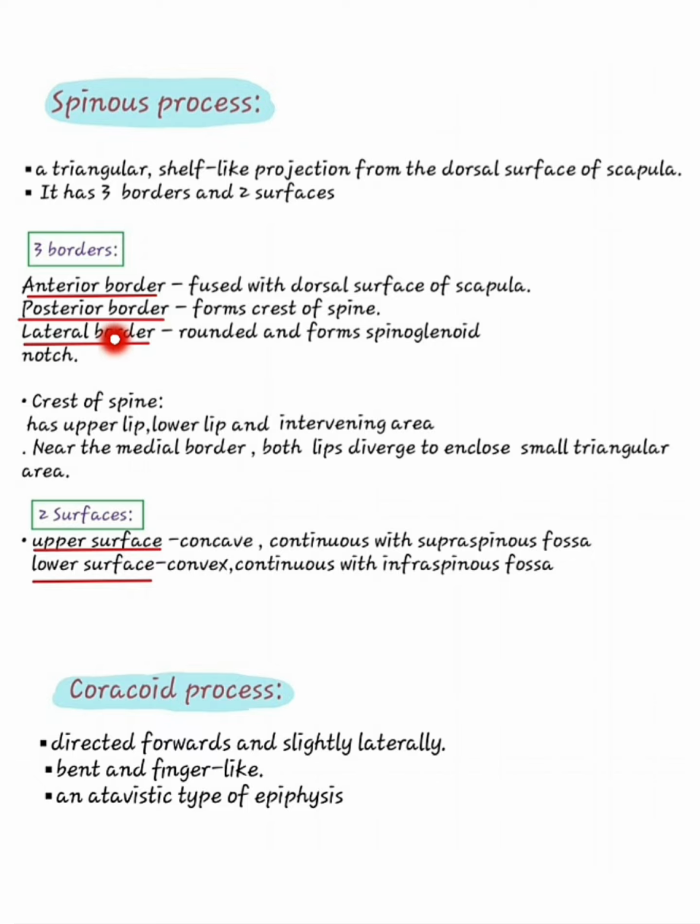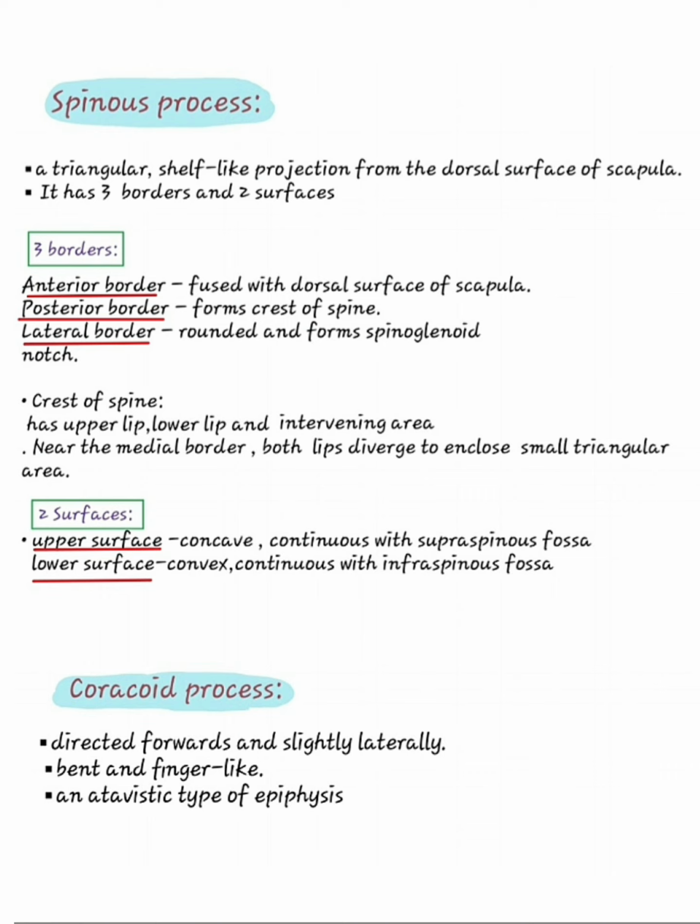Lateral border, it is rounded and it forms spinoglenoid notch. Two surfaces: upper surface, it is concave and it is continuous with supraspinous fossa. Lower surface, it is convex, it is continuous with infraspinous fossa.